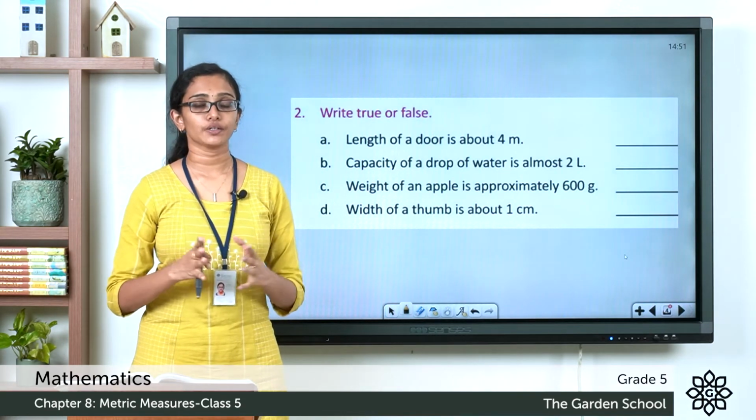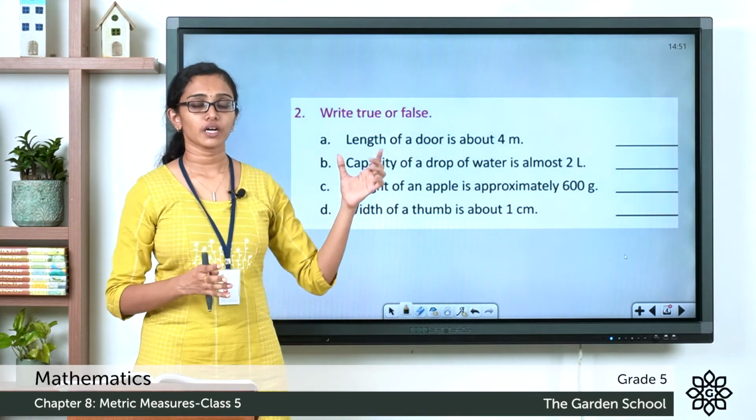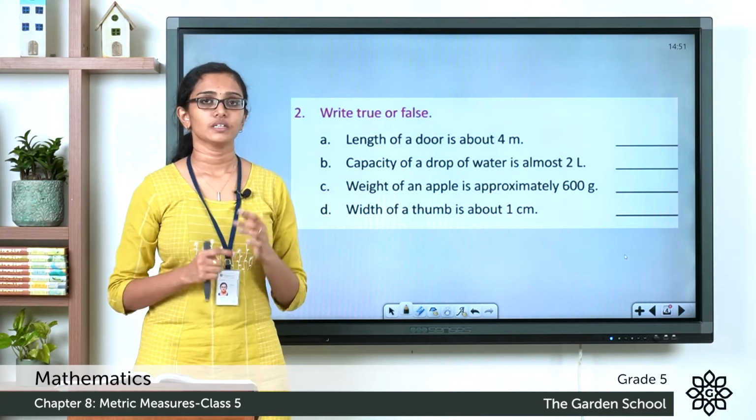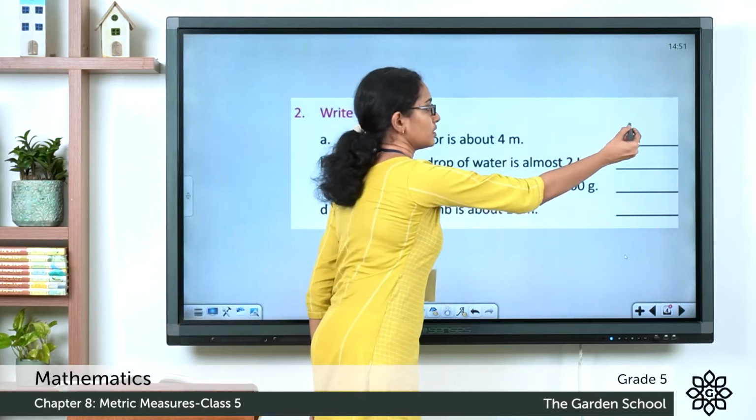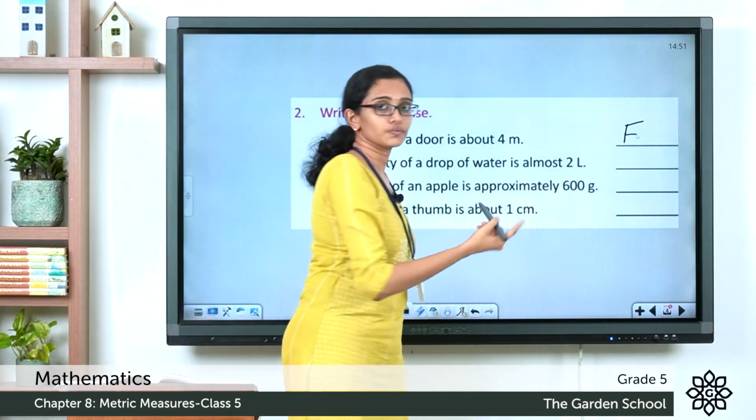So do you think a dot will be 4 meters or 400 centimeters in length? Generally, it won't be. So let's write false there. We can write F for false there.